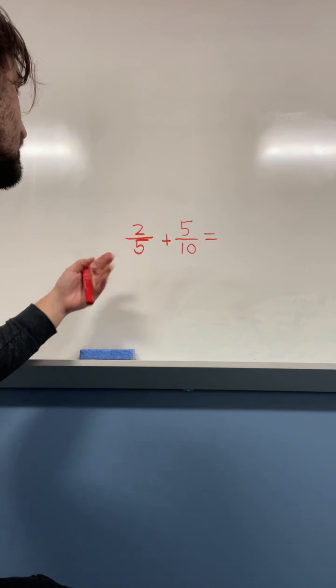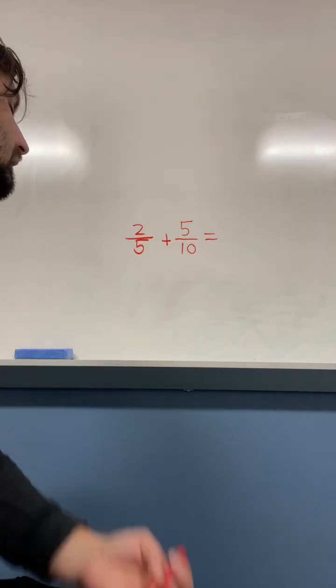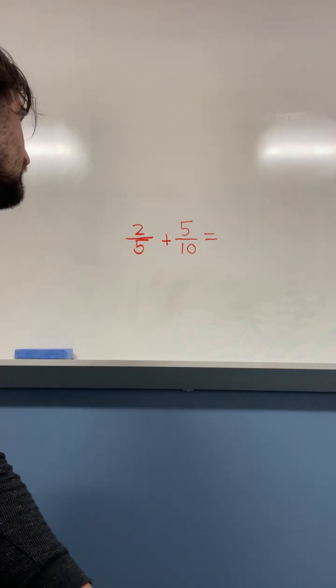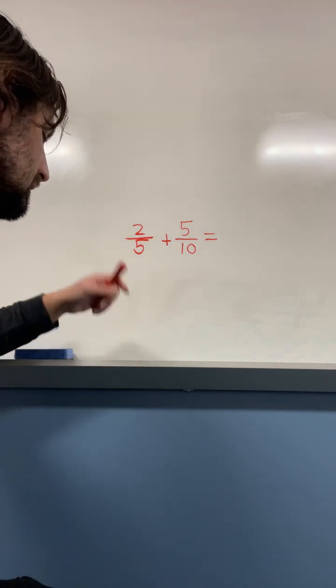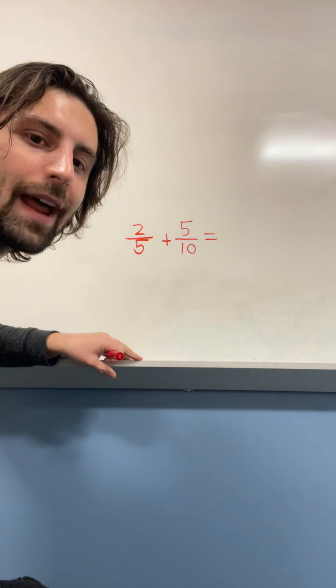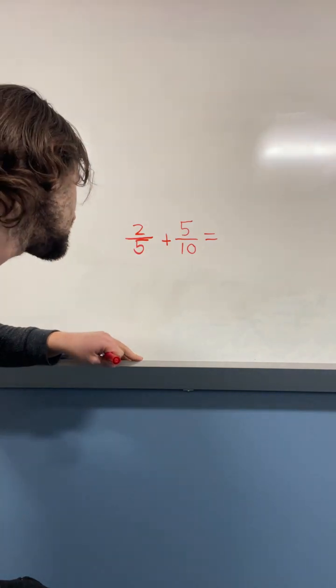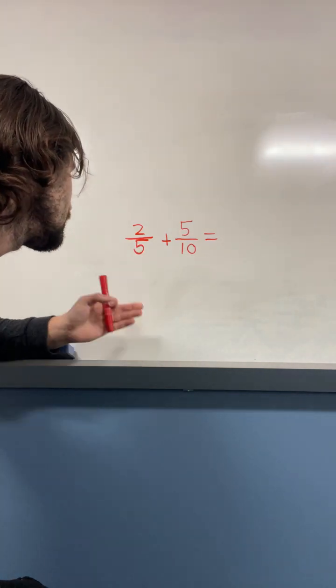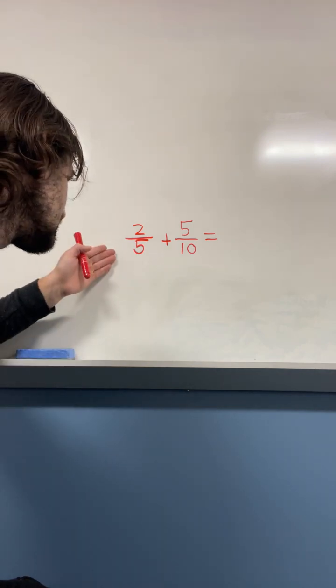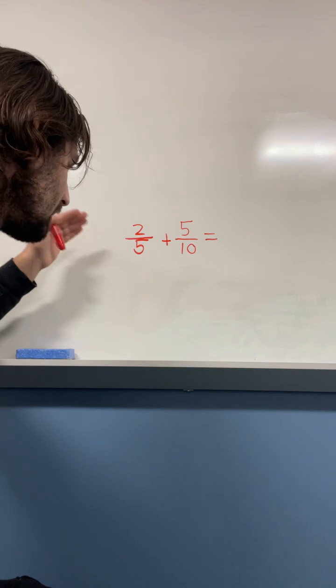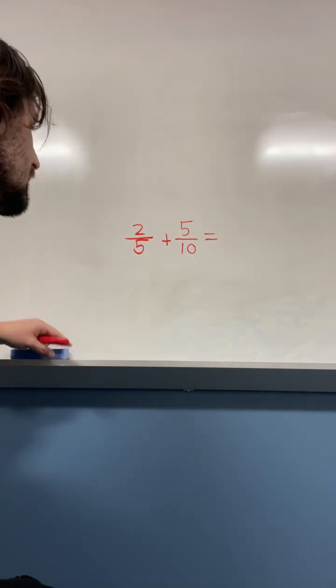So adding fractions with unlike denominators. Now, the first step is we have to combine like terms. We have to figure out what is 2/5 in tenths, because we cannot add fractions when the denominators are different. We can multiply or divide fractions where the denominators are different, but we can't add fractions when the denominator, or the bottom number, is not the same. We can't do it.